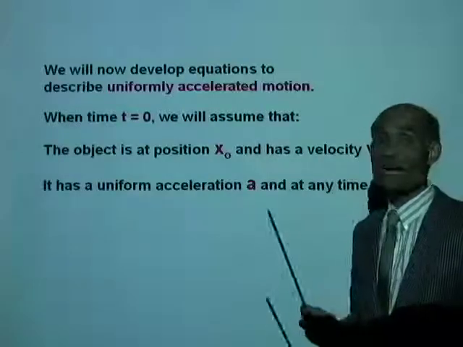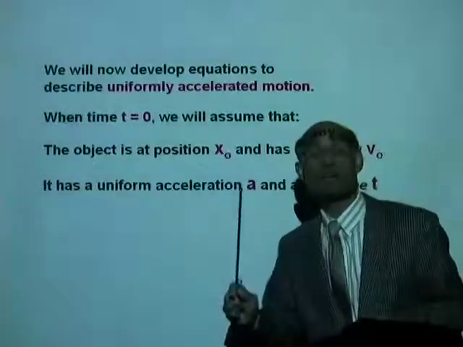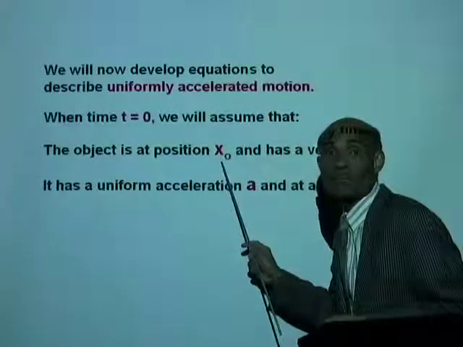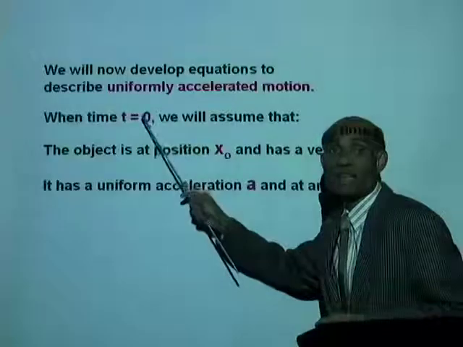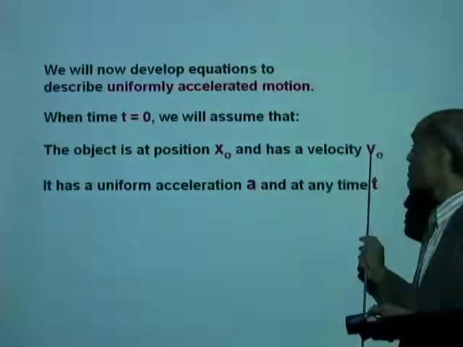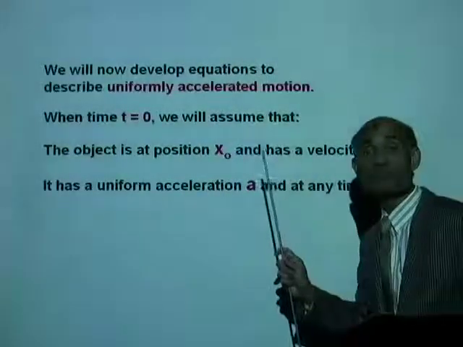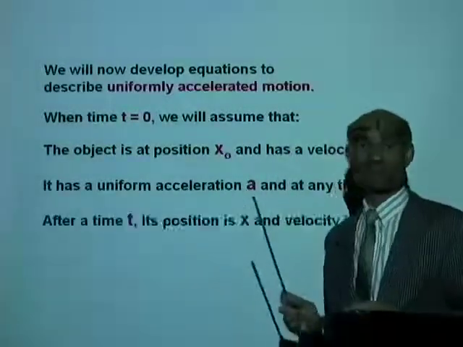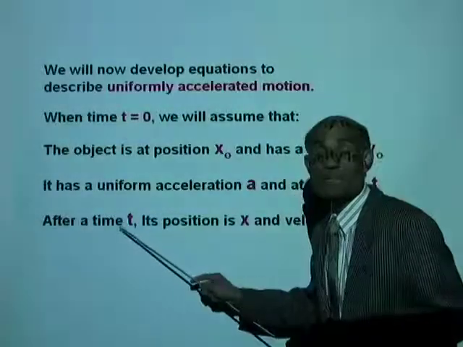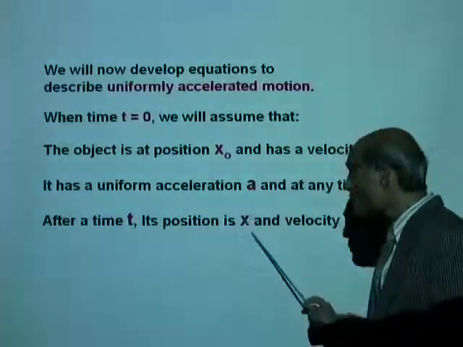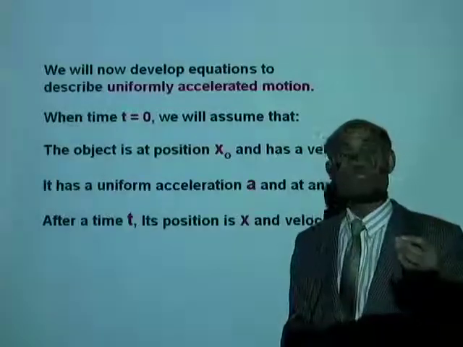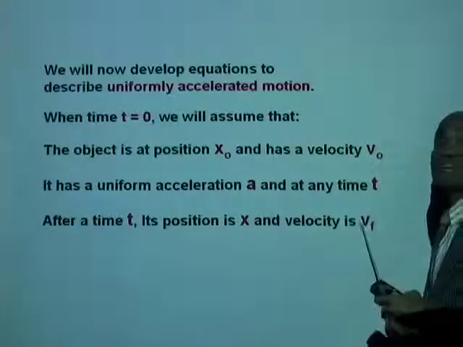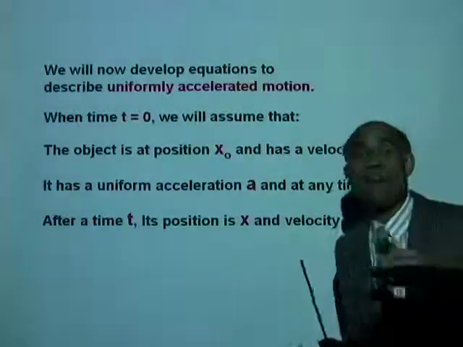So once again, we are going to look at a particle moving, which is at the position x equal to x0 when t equal to 0, and at that time it has a velocity v0 and has a uniform acceleration a. After a time t, the position is x. X represents the position at any given time, and its velocity is v sub f, final velocity.